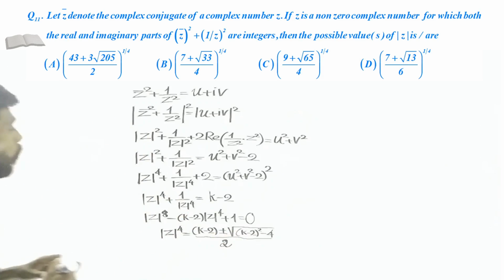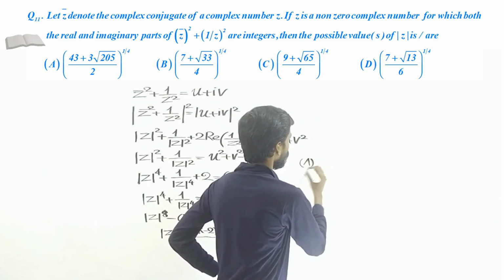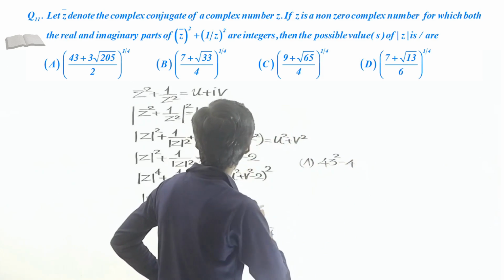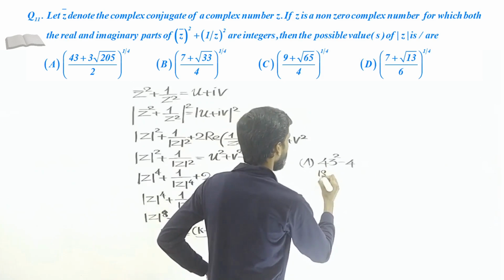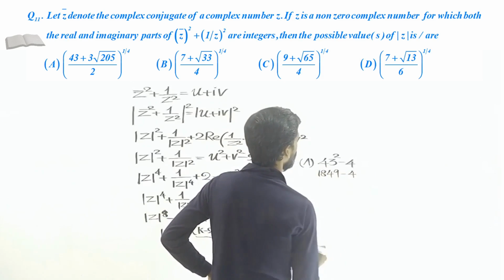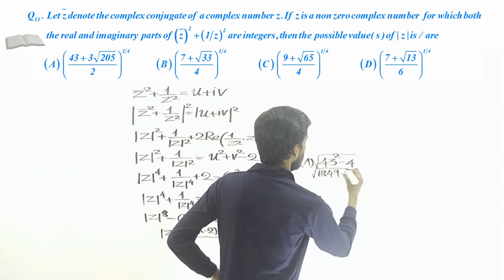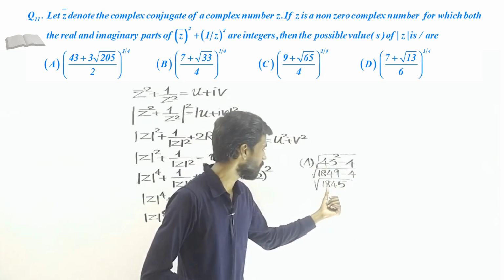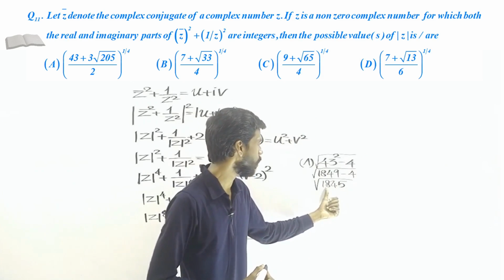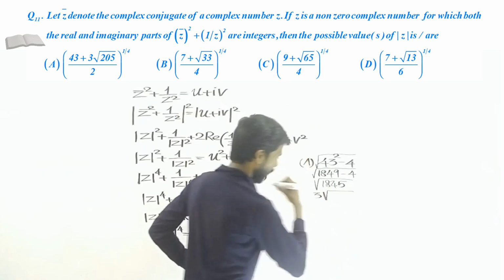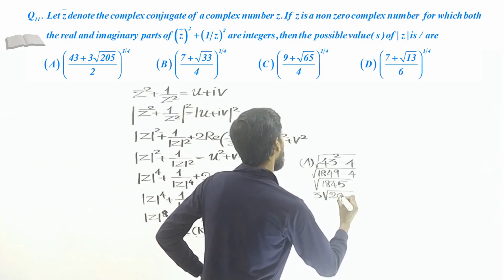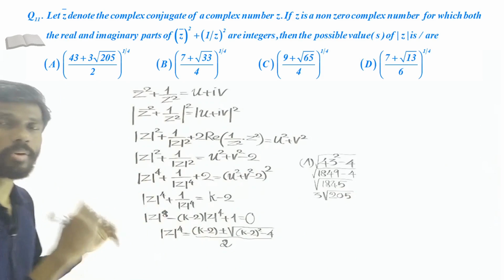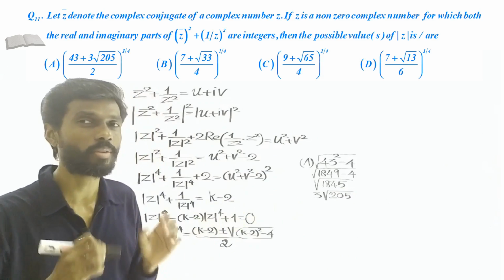See, for example, first option, 43 square. So the option A, that is 43 square minus 4. What is 43 square? You can find that, it is 1849. So minus 4, square root of that we are finding. So this is square root of 1845. Now we can take out the common factor, it is divisible by 9, right? So if you take out 9, it will become 3 square root of 205. So it is of this form, that means the first one can be the answer.